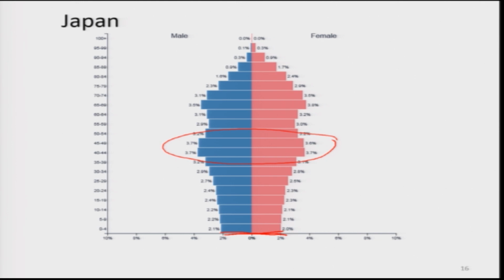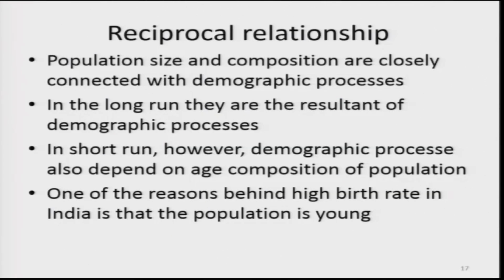the numbers decline. So, age composition of a population is reflective of fertility, mortality, migration patterns, and also wars, because a large number of deaths, especially of males, take place in war. The relationship between size and composition and demographic processes is reciprocal, both affect each other. In the long run they are the resultant of demographic processes. They mean size and composition.